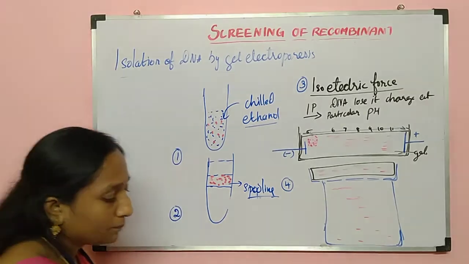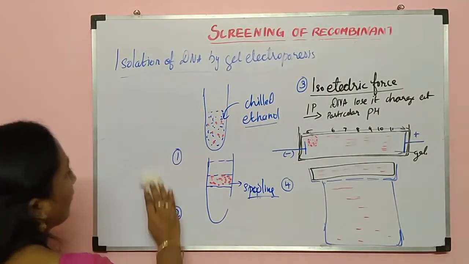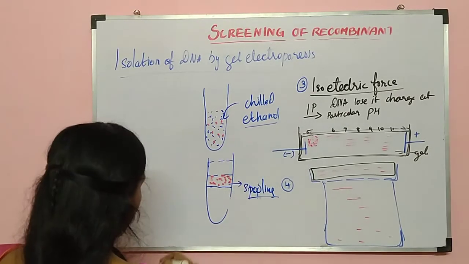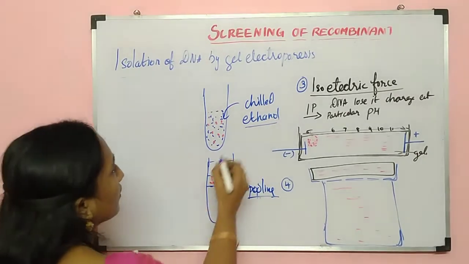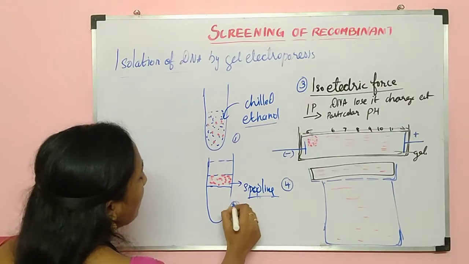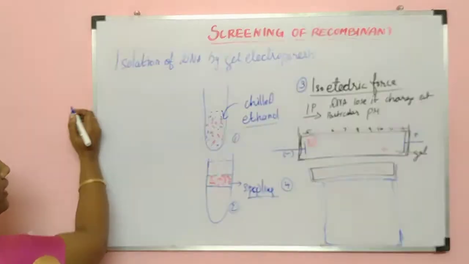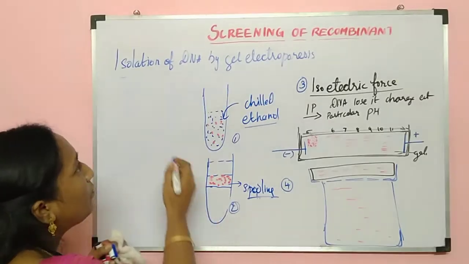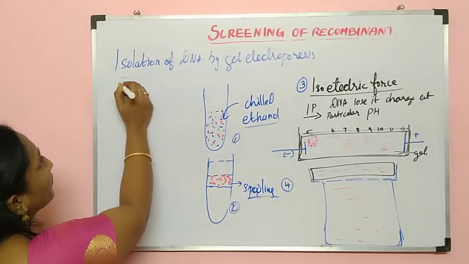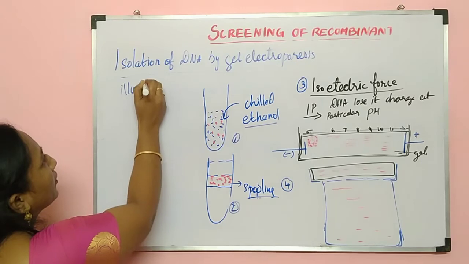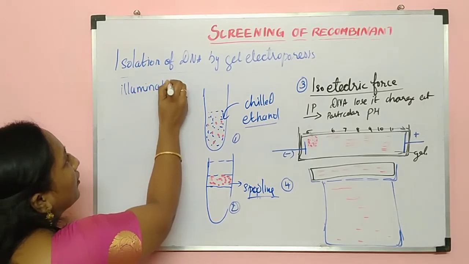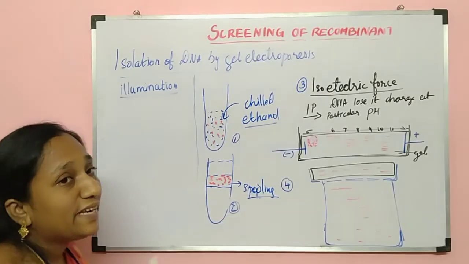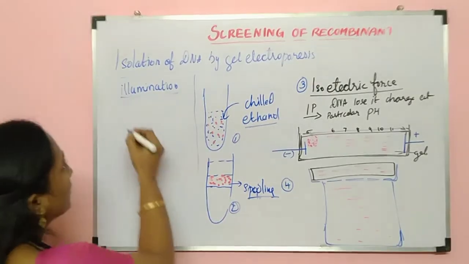So how do we make it visible? We have to treat the plate with two methods. This is the first one, and this is the second one. The next step to make it visible is the illumination method. The illumination method should be chosen, and for that we need ethidium bromide.